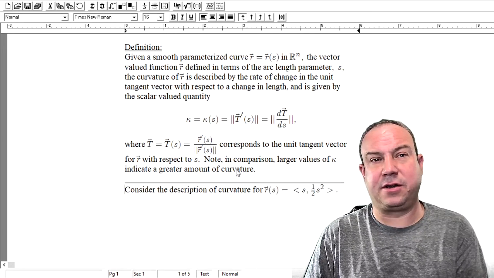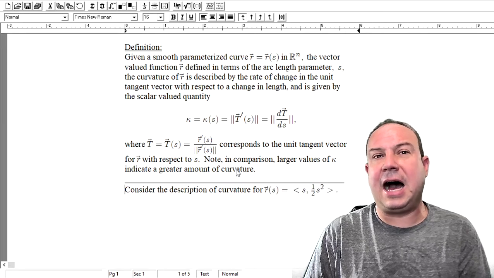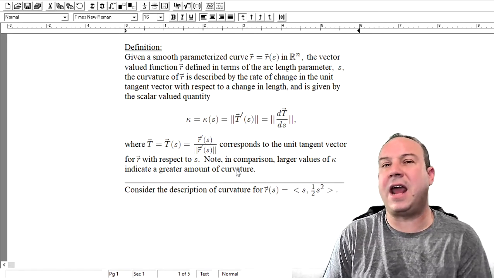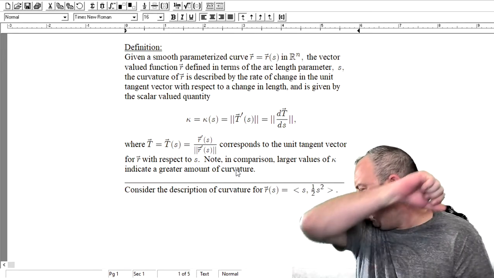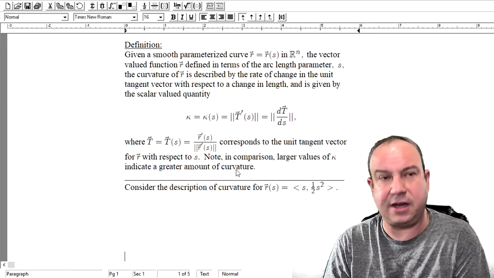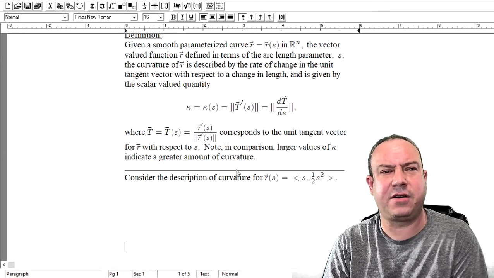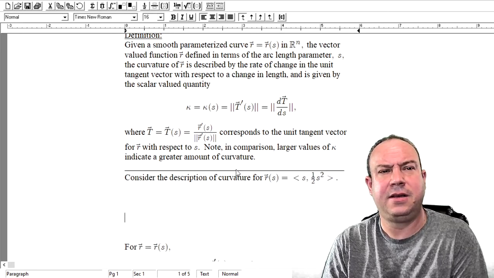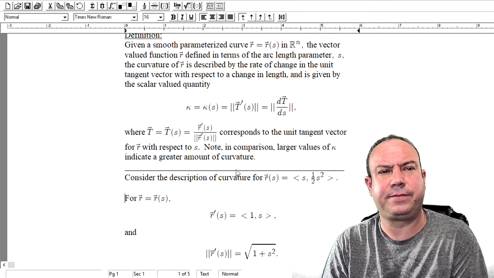Right? We might consider the description for the curve r bar of s equal to s comma 1/2 s squared. Excuse me. Got a bug in my throat in this lecture, and I have started, so I'm not going to stop. I'm going to suffer through this.